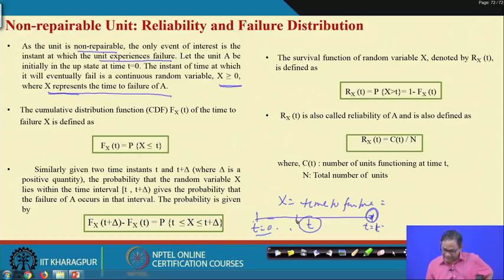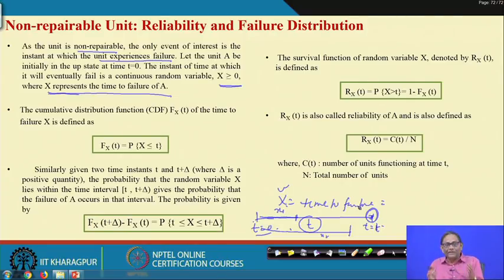Suppose the component fails here, then this time is x1; suppose another component fails at this time, x2. So, the time to failure is x, which is a random variable. You do not know when it will fail. So, obviously, it is a time dependent case.